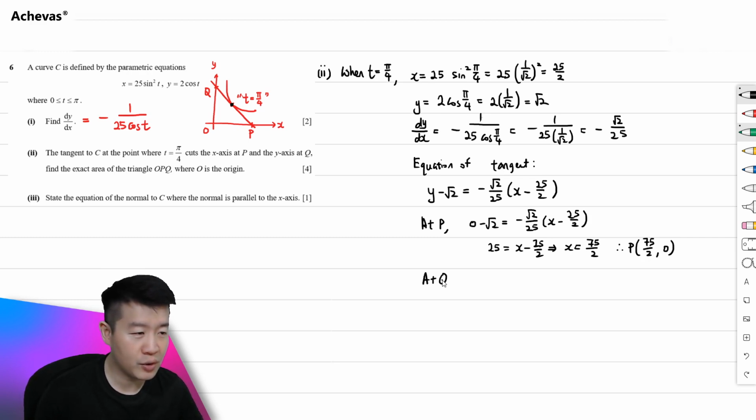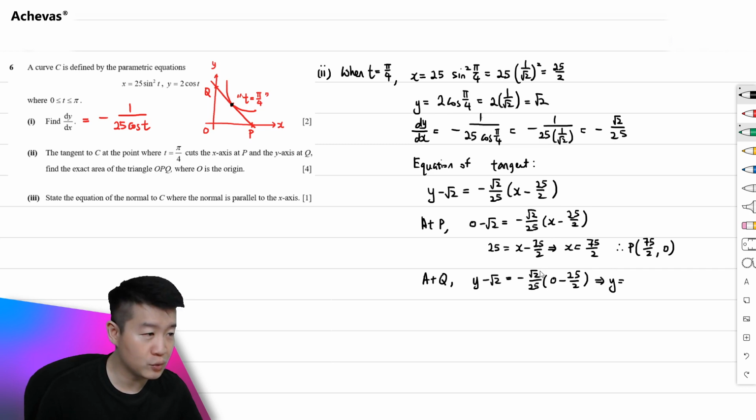Let's go for point Q now. At point Q, x is equal to 0. So letting x be equal to 0, we have y minus square root of 2 is minus square root of 2 over 25 of 0 minus 25 over 2. This will give us y to be equal to square root of 2. This cancels away, it will be plus square root of 2. So it will be square root of 2 plus square root of 2 over 2. So this is 3 square root of 2 over 2. So therefore, I know point Q will be 0 and 3 square root of 2 over 2.